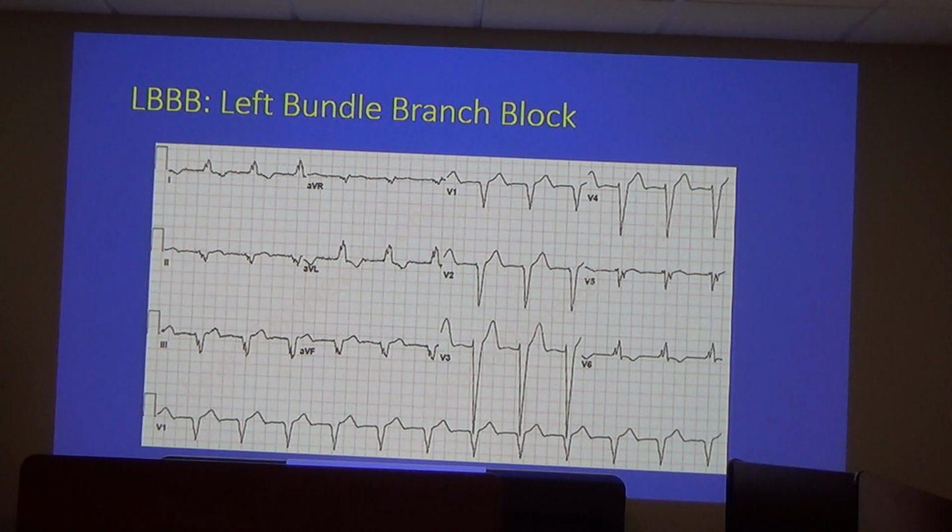It's wider. It's notched in V6. It's clearly more than 3 boxes. Not that we can see the little boxes, but it is. And in V1, you've just got a QS. There's no little R wave. This is kind of a perfect left bundle. The T waves go the opposite way. There's no little early septal thing. It's all downward in V1. It's all upward and notched in V6.